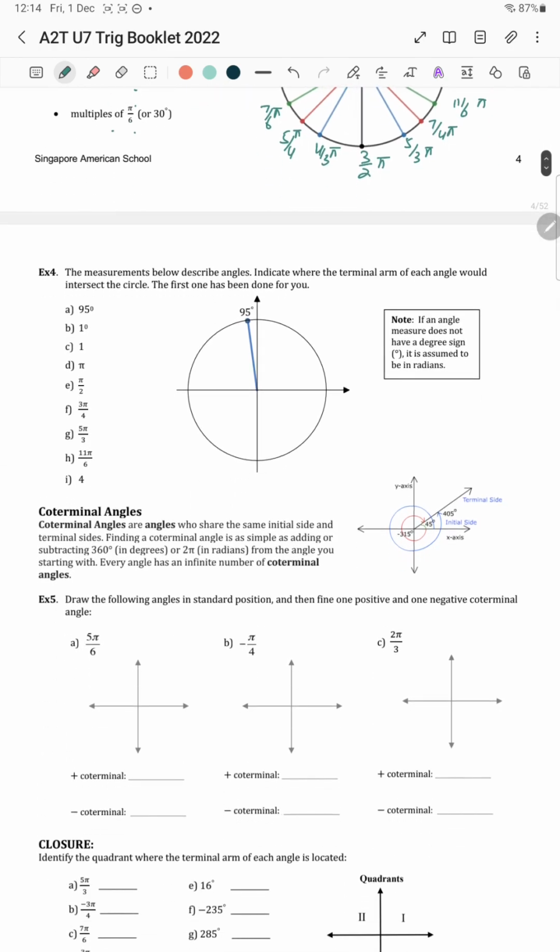The measurements below describe angles, indicate where the terminal arm of each of the angle would intersect the circle. The first one has been done for you. So 95 degree the terminal arm will come over here. Okay. So for 1 degrees, it's going to come like this.